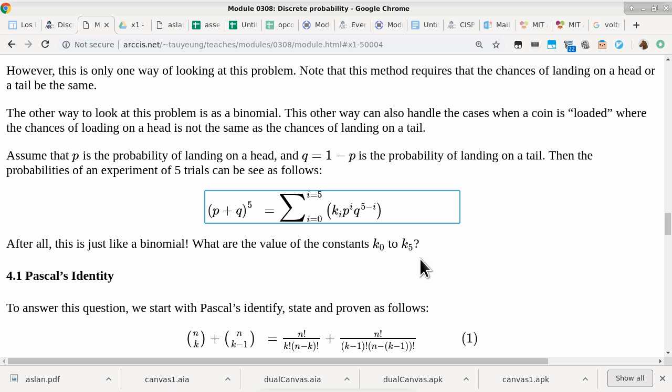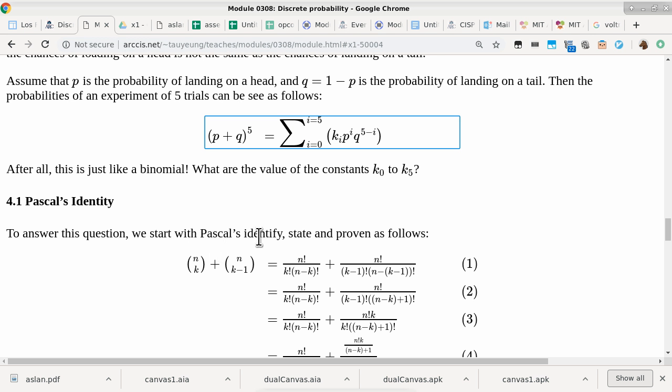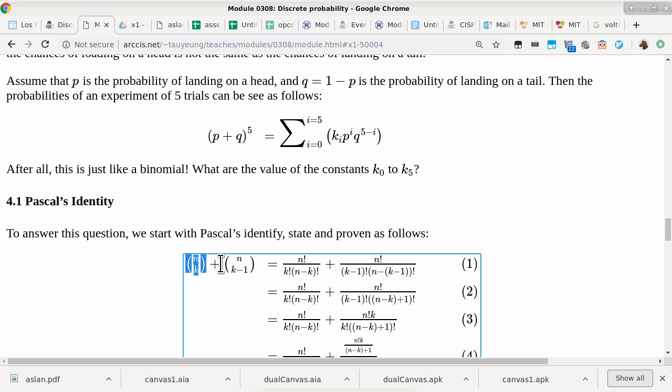I hope so. Okay. So now we look at this and go like, so how do we figure out k0 to k5, which are all basically positive integers? So what we do next is something that seems to have nothing to do with this question. We look at Pascal's identity. We start with this part here. This is what we start off with.